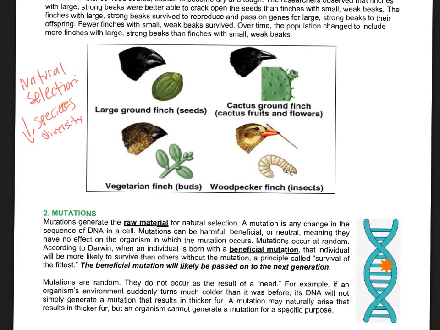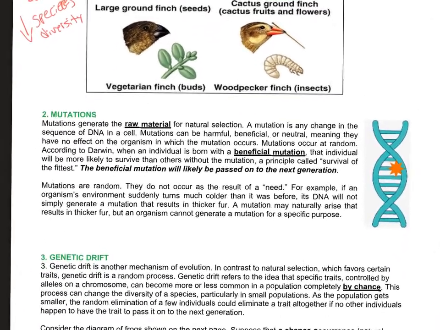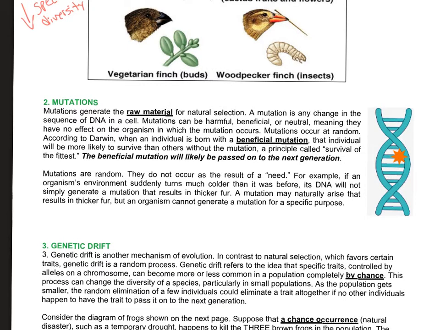But the reason why is that in natural selection, you are actually taking organisms out of the environment. So fewer organisms remain. Okay, so only the best fit are going to survive in natural selection. Okay, so on to the next mechanism, which is mutations. Mutations generate the raw material for natural selection. A mutation is any change in the sequence of DNA in a cell. Okay, that'd be important to write down.